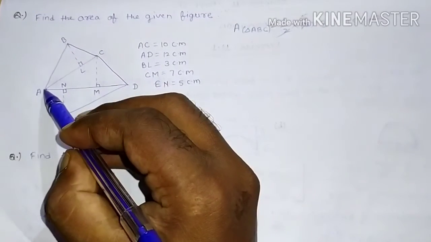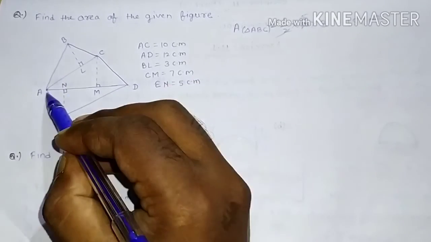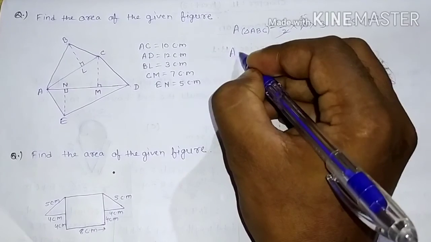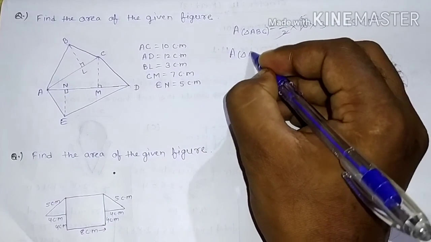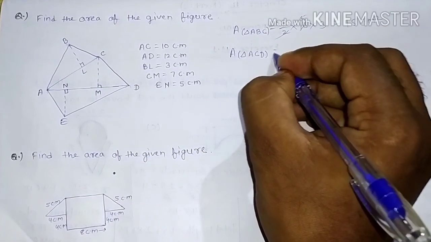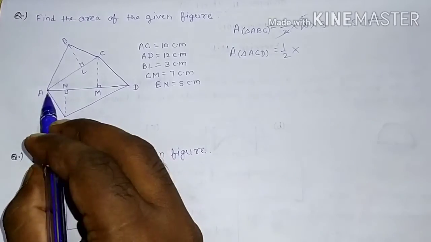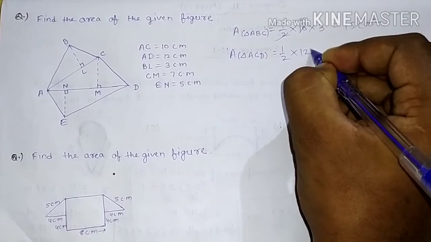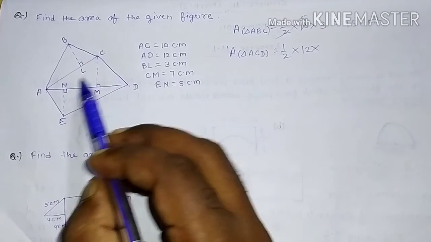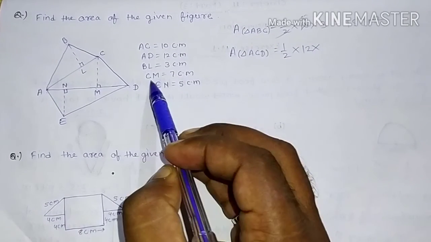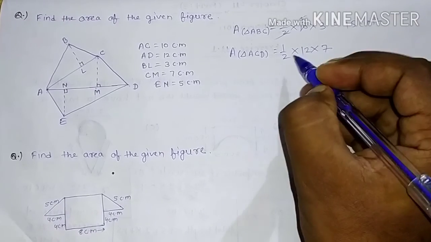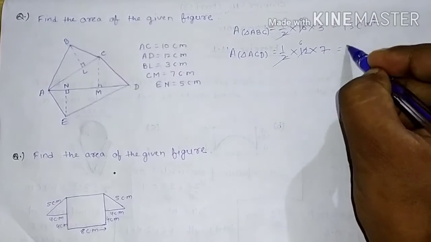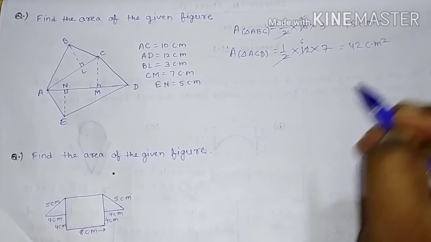Similarly, area of triangle ACD, AD is the base and MC is the height. So area of triangle ACD equals half into base, AD equals 12, and height is CM, so CM equals 7 centimeter. Now just simplify it. 2 sixes are 12, 6 sevens are 42 centimeter square.